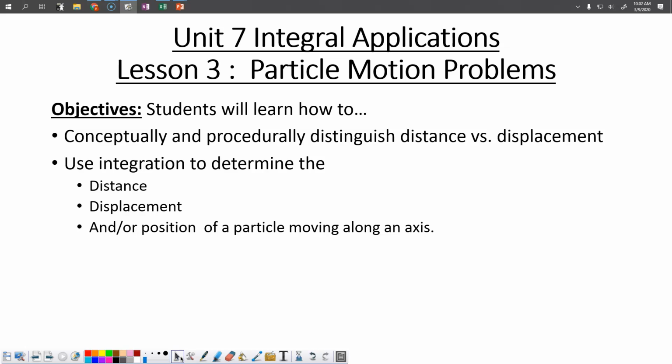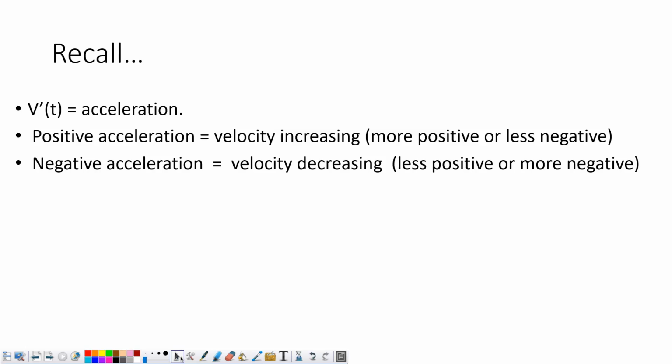For those of you guys in physics, you may already understand that difference. For those of you guys who haven't had physics yet, this will be a new idea for you. So first thing I want to do is review, since we're doing everything in the context of particle problems, I want to make sure you guys are prepared with the old stuff first. It's kind of relevant.